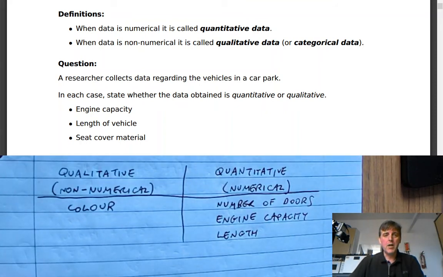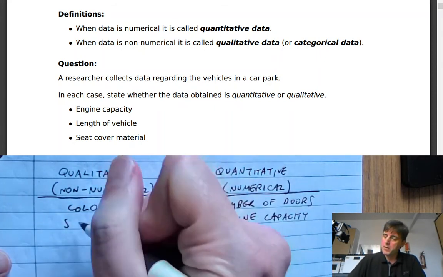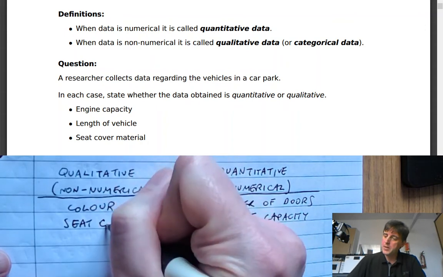And then the final thing we had there to think about was the seat cover material. So the material, what kind of material is this? Well, that's not numerical data, that's not quantitative, it must be qualitative data here. So the seat cover material is qualitative.